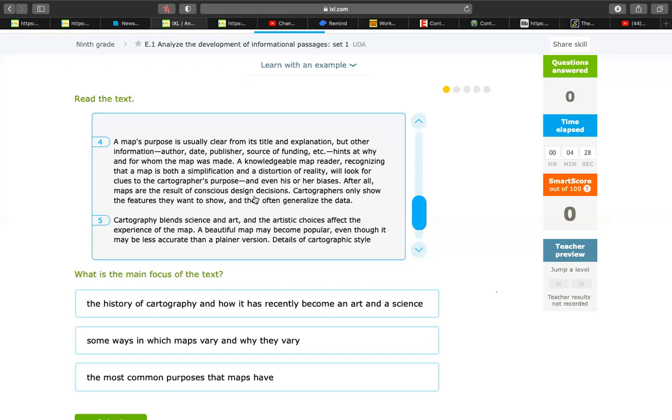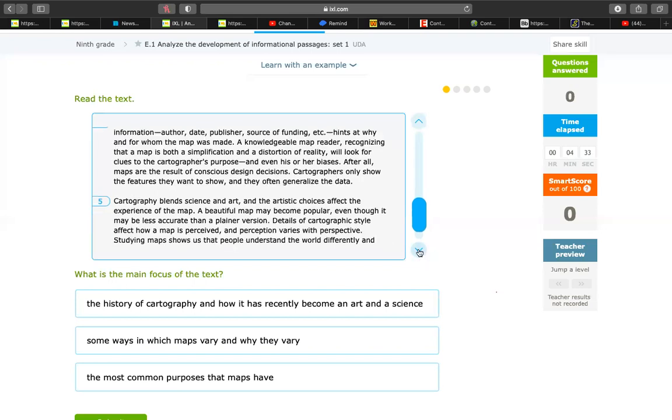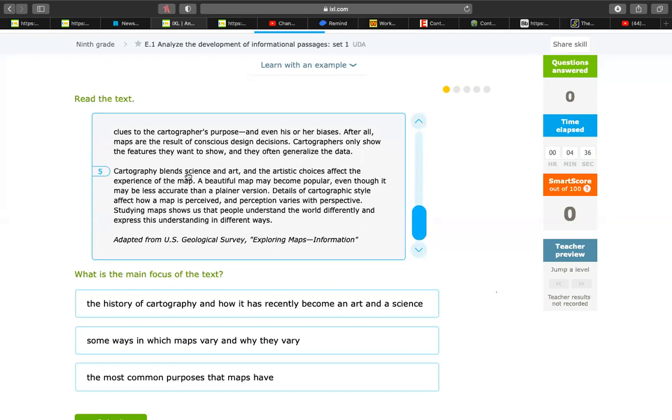Cartographers only show the features that they want to show, and they often generalize the data, okay? Cartography blends science and art, and the artistic choices affect the experience of the map. A beautiful map may become popular even though it may be less accurate than a plainer version. Details of cartographic style affect how a map is perceived, and description varies with prescriptive.